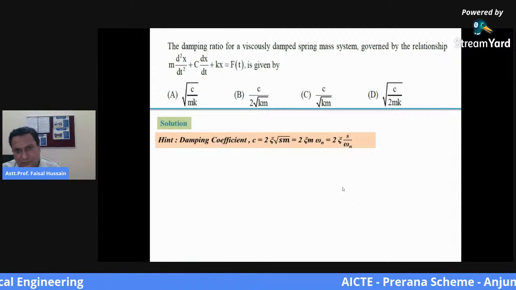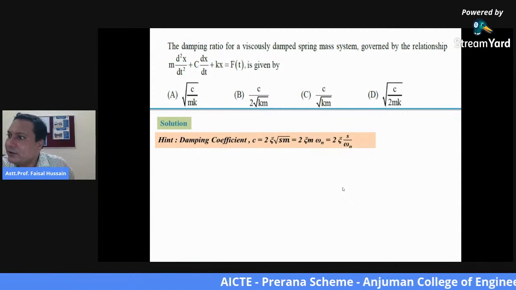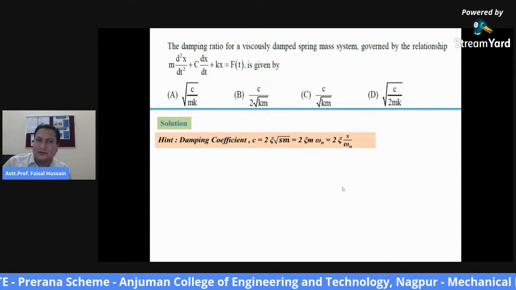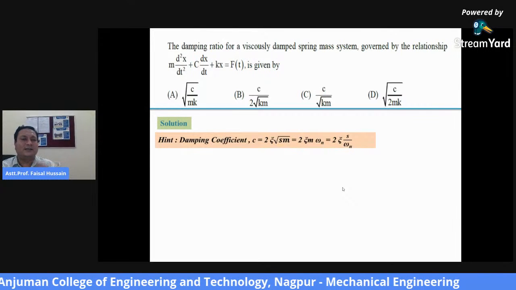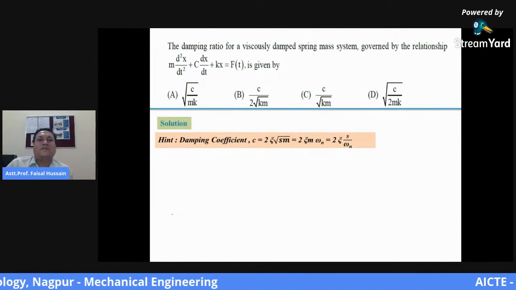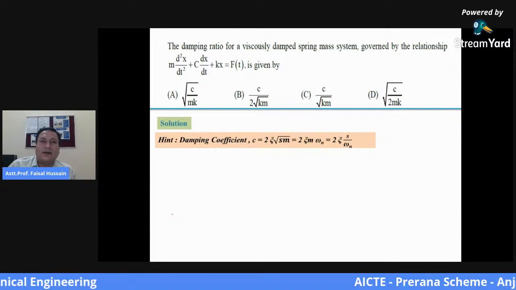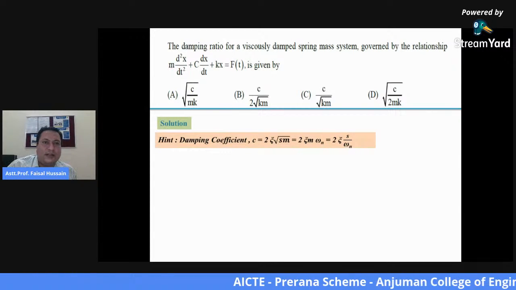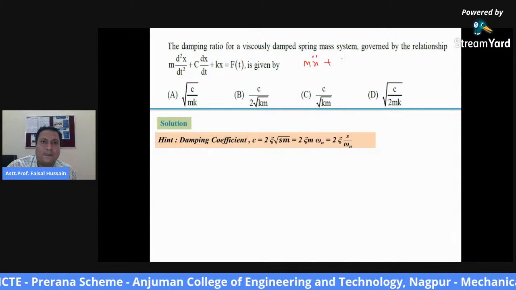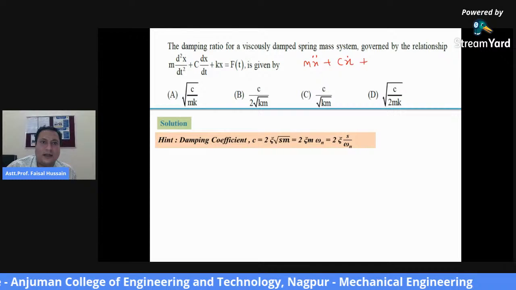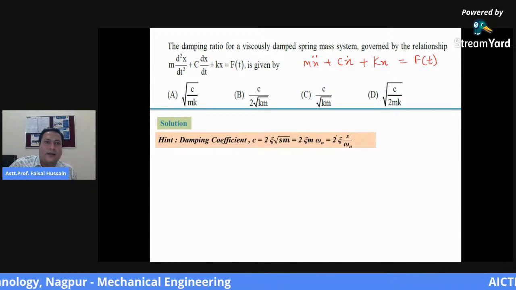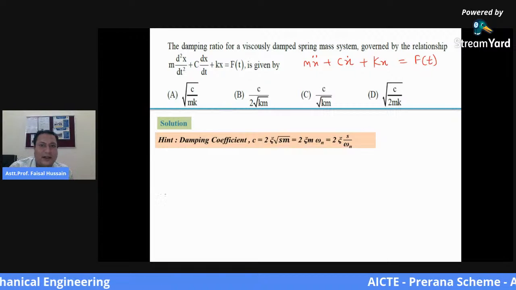Okay. Now let us solve some numericals related to damped vibration. The first numerical is that the damping ratio for a viscously damped spring mass system is governed by the relation m x double dot plus c x dot plus kx, which is equal to f of t, forced vibration. Okay. And what we have to determine? We have to determine the damping ratio.